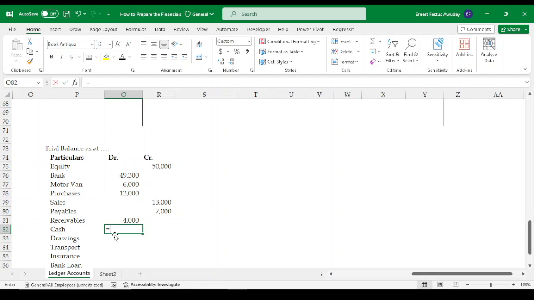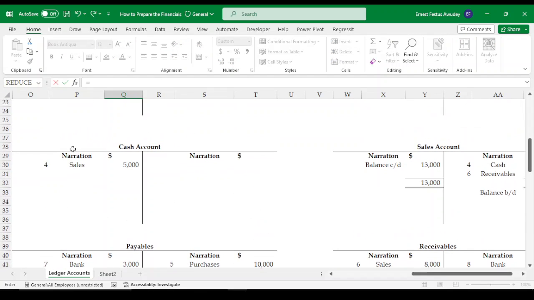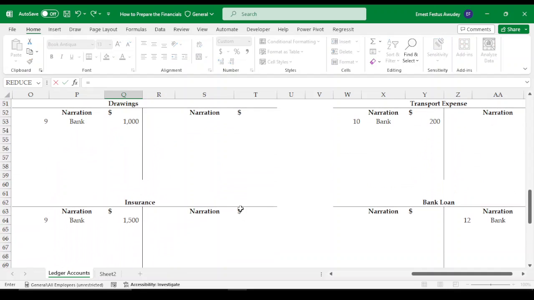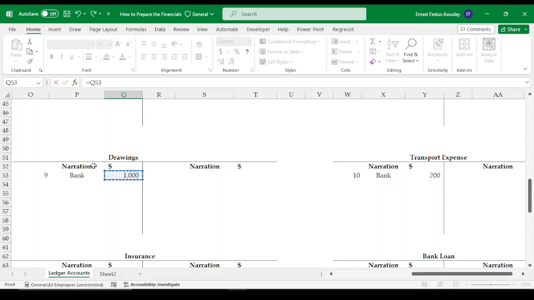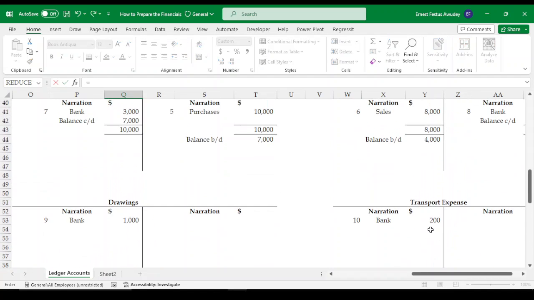Then the next item here is cash. Cash is an asset and so should have a debit balance. So if you balance this correctly, you should have the balance brought down as this 5,000 at the debit side if you balance it correctly. The drawings is also an expense account and therefore should have a debit balance. So if you balance it correctly, it should have 1,000 as balance brought down at the debit side here. Transport is an expense, therefore, if balanced correctly, it should have a balance brought down $200 at the debit side of the account.